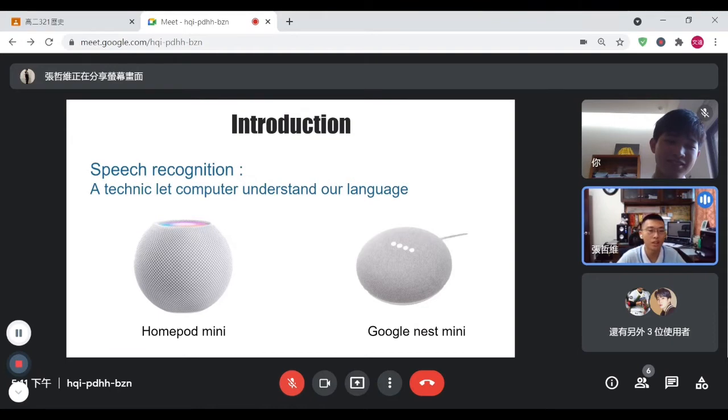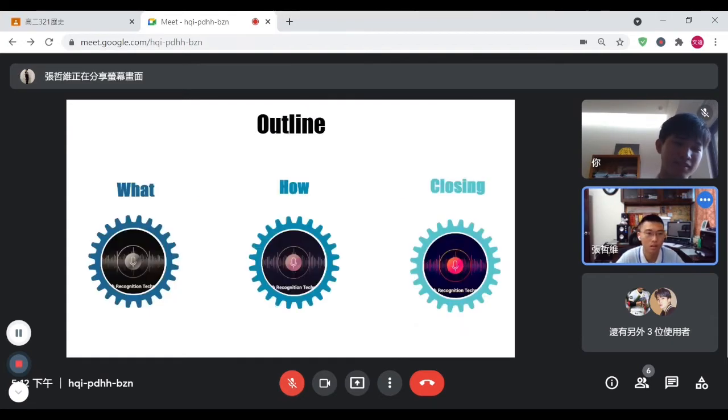Our goal of this presentation is to let more people understand what speech recognition is and how it will change our lives. Our presentation is in 3 parts. First, we will introduce what speech recognition is, including its history and its basic theory. Second, we'll explain how it works and show you how the program translates our language into the signal that a computer can understand. Last, we'll talk about both experts' views and our view about speech recognition and its future.